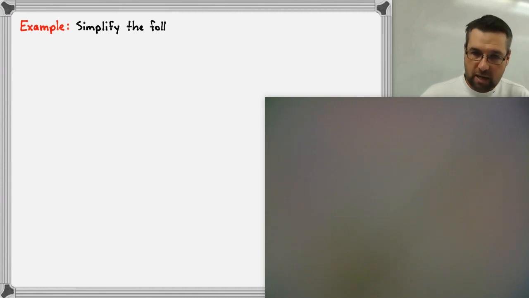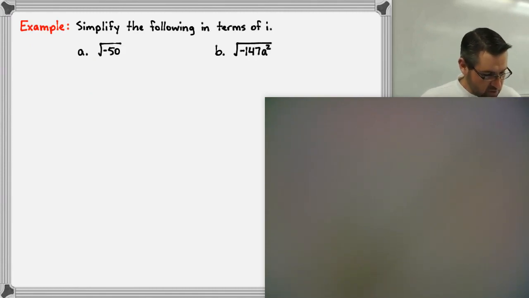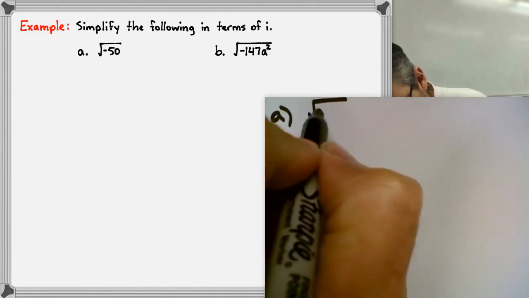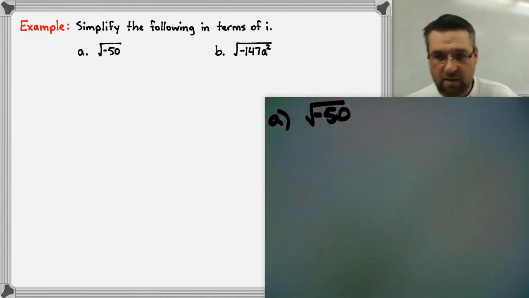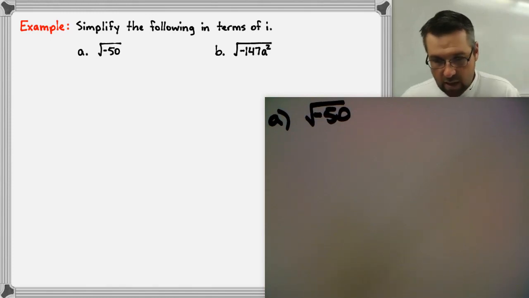Well, here's some examples, okay? We want to simplify the following, okay? The first one says, what is the square root of -50? Okay? A is the square root of -50. Now, this is an example, so I do want you to write down these things from here on out, okay? The square root of -50.